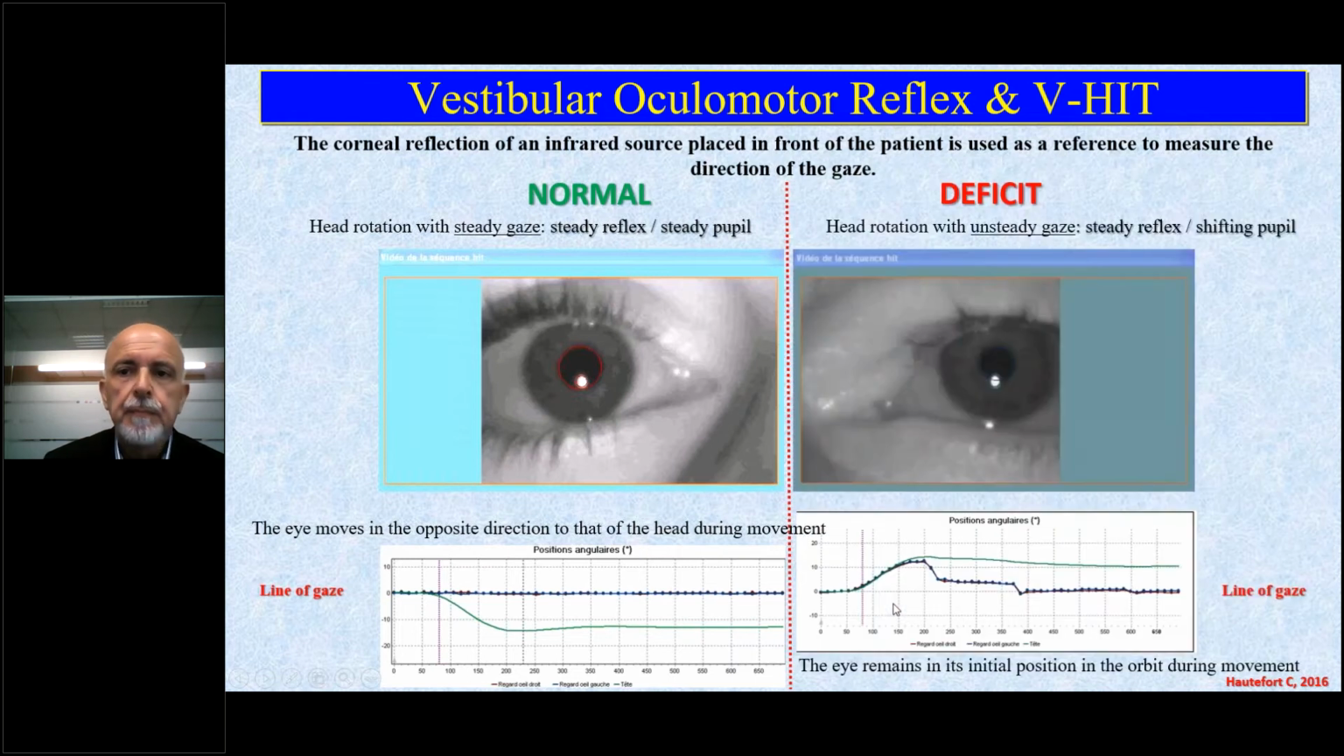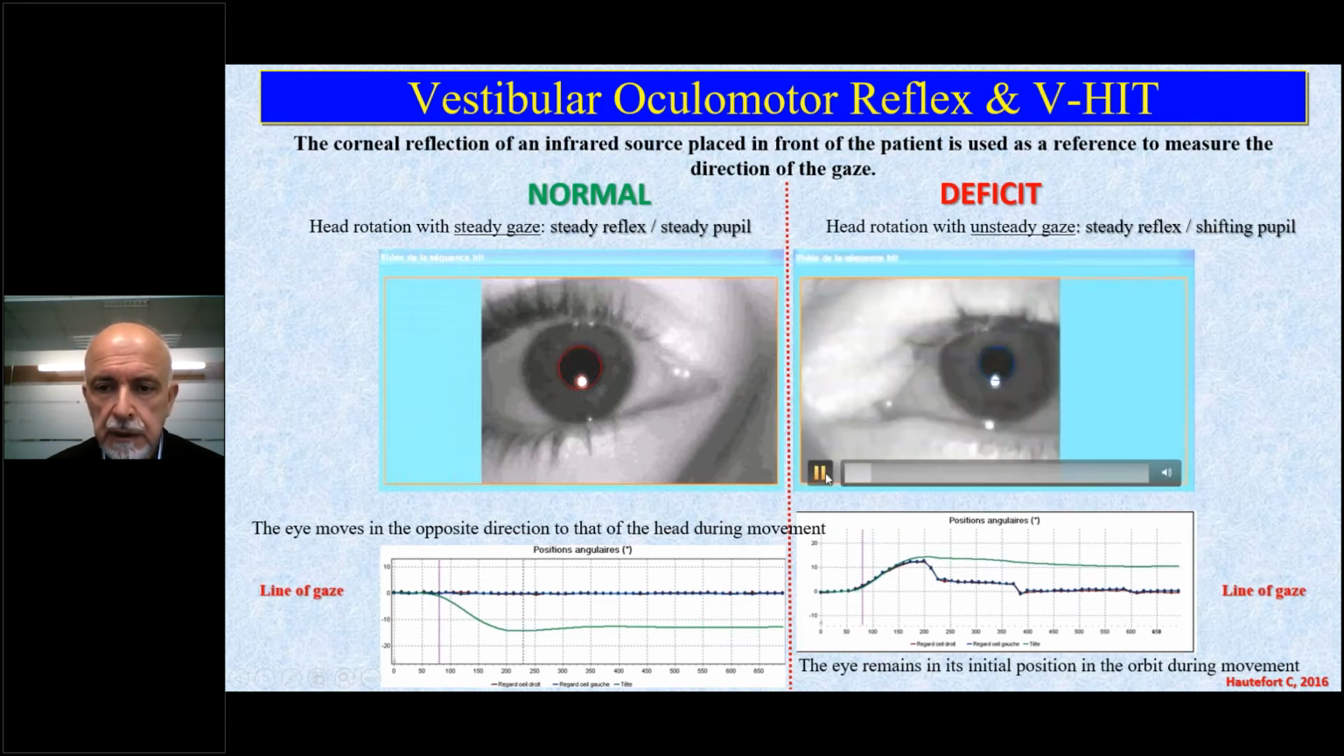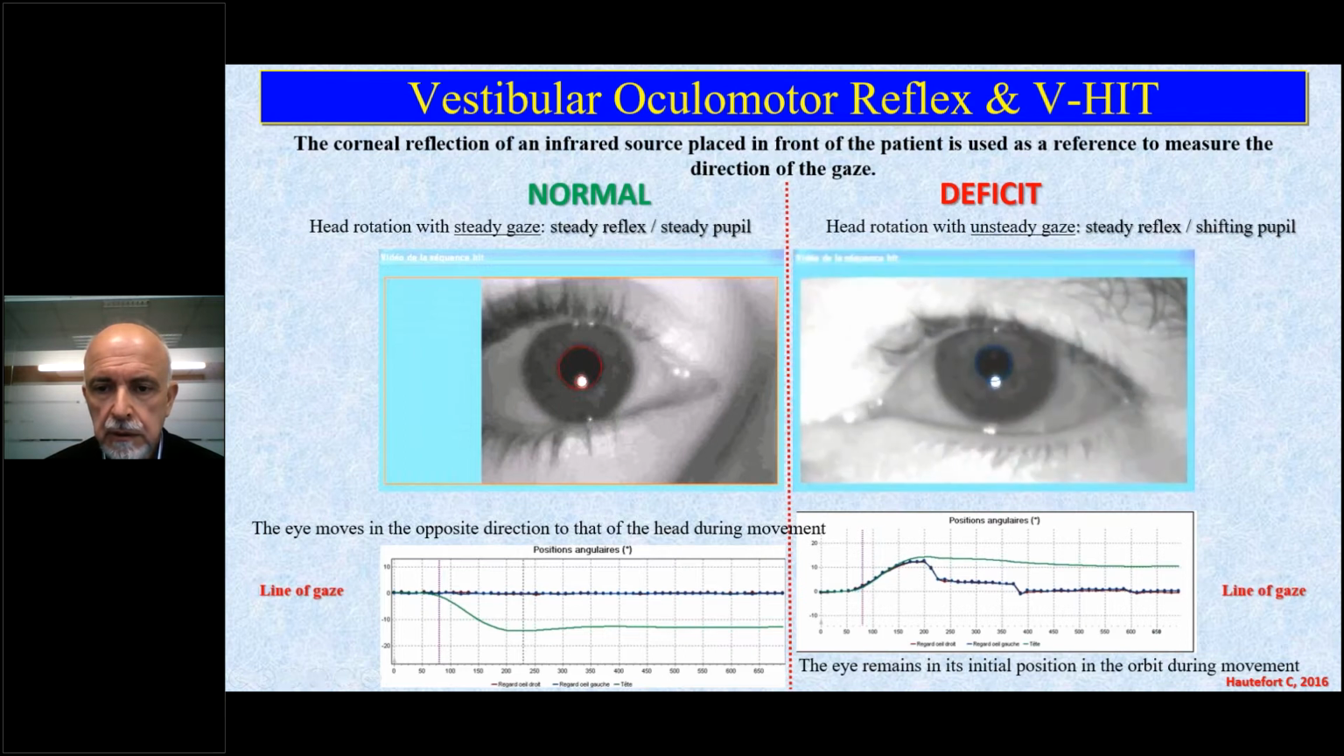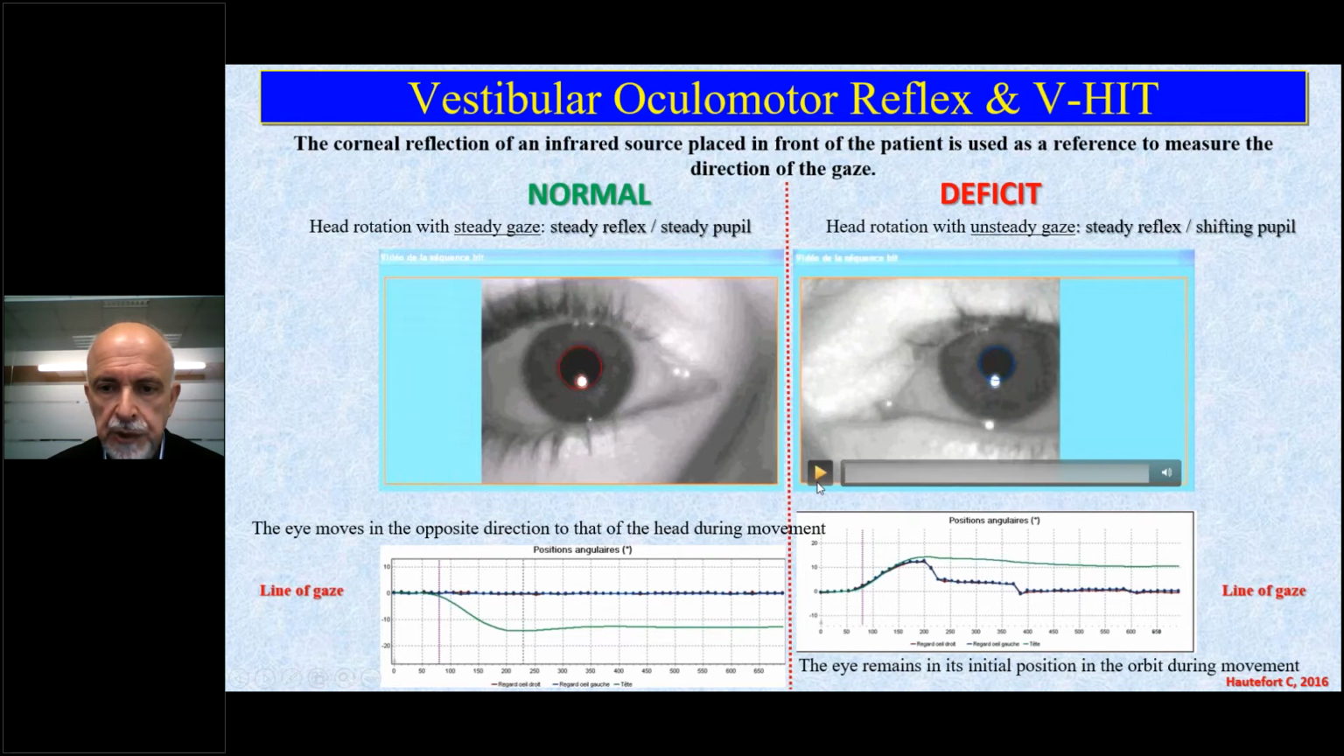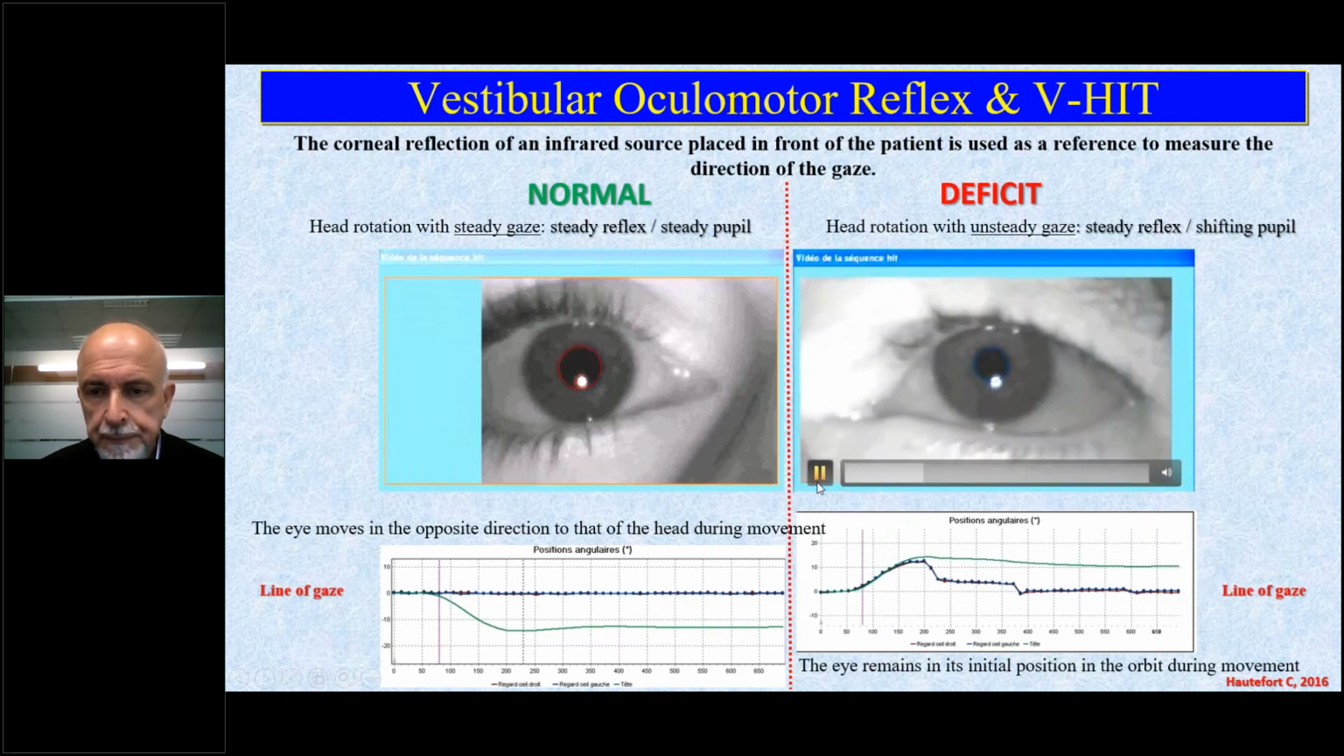But if our VOR is deficient, with head rotation, we will get an unsteady gaze. It means a steady reflex, but a shifting pupil. The line of the gaze is quite different. Please see the video. Voila. And see it again. It was very interesting and important to understand.